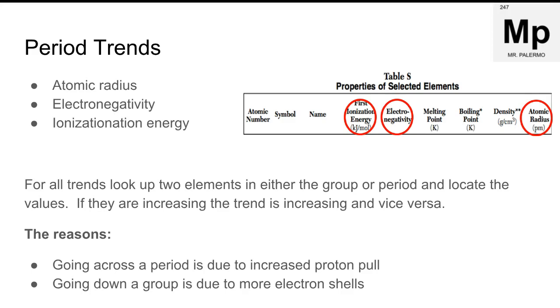You're also responsible for the reasons why these trends exist. And the reasons why are these two things here. Going across a period, the trend that exists in ionization energy, electronegativity, or atomic radius is due to increased proton pull. So, period, proton pull. What that means is as you have more protons, more positive charge, it's going to pull on the electrons more. And then going down a group, the trend is due to having more electron shells.